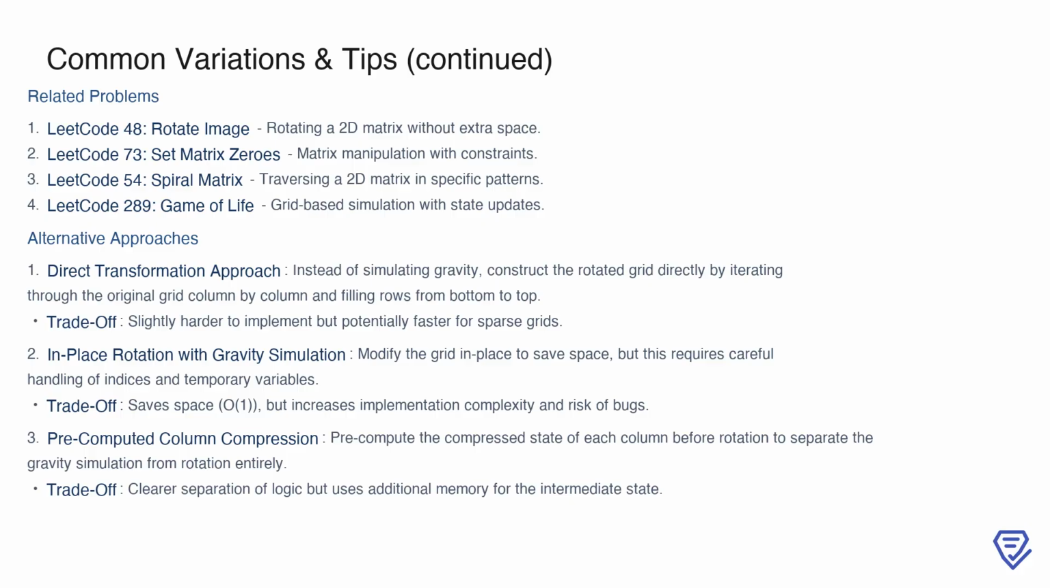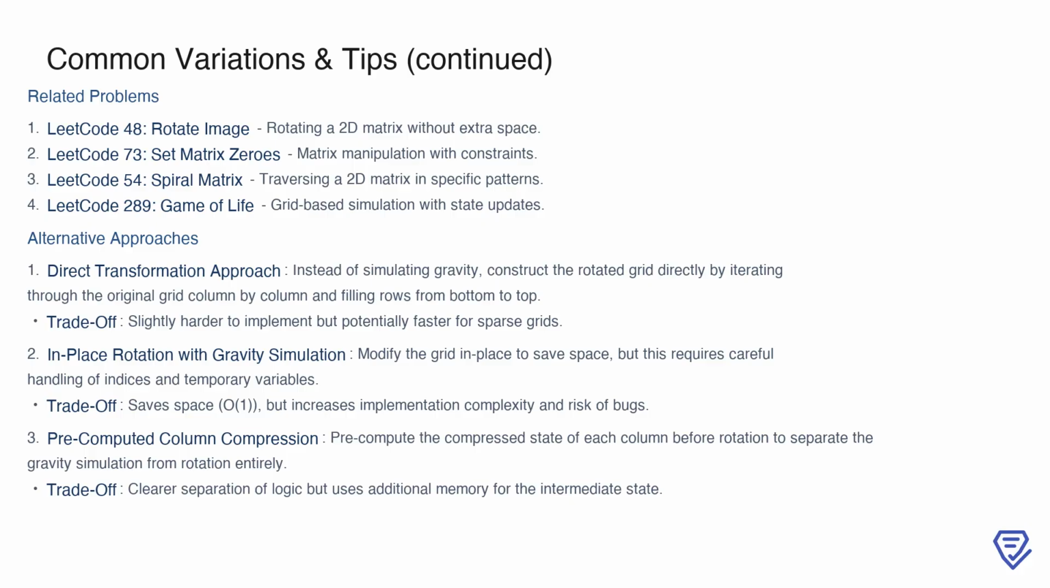In terms of alternative approaches, one option is the direct transformation approach. Instead of simulating gravity, you can construct the rotated grid directly by iterating through columns of the original grid and filling rows of the rotated grid from bottom to top. While this might be faster for sparse grids, it's slightly harder to implement.